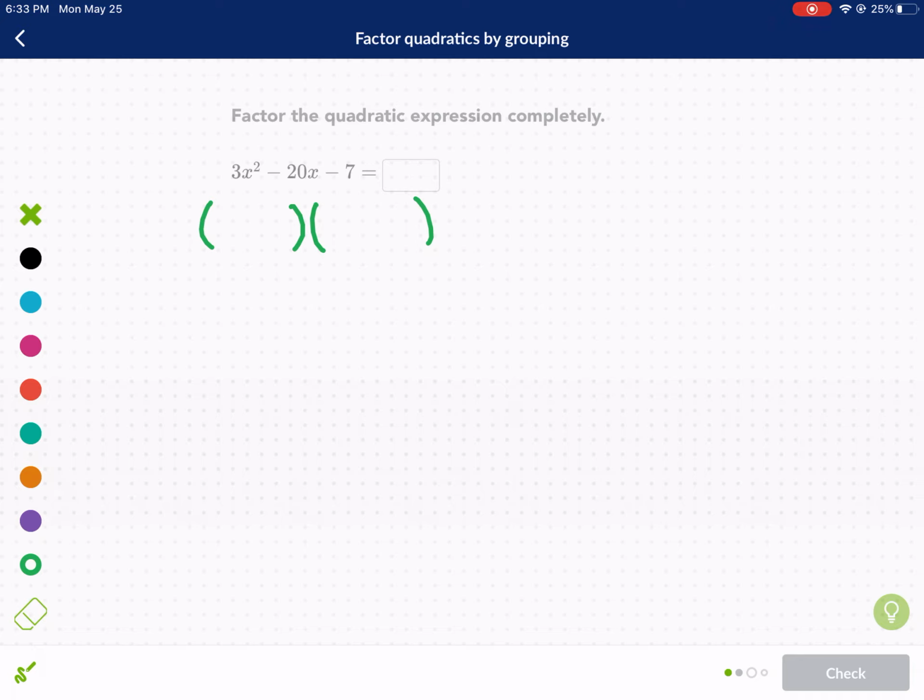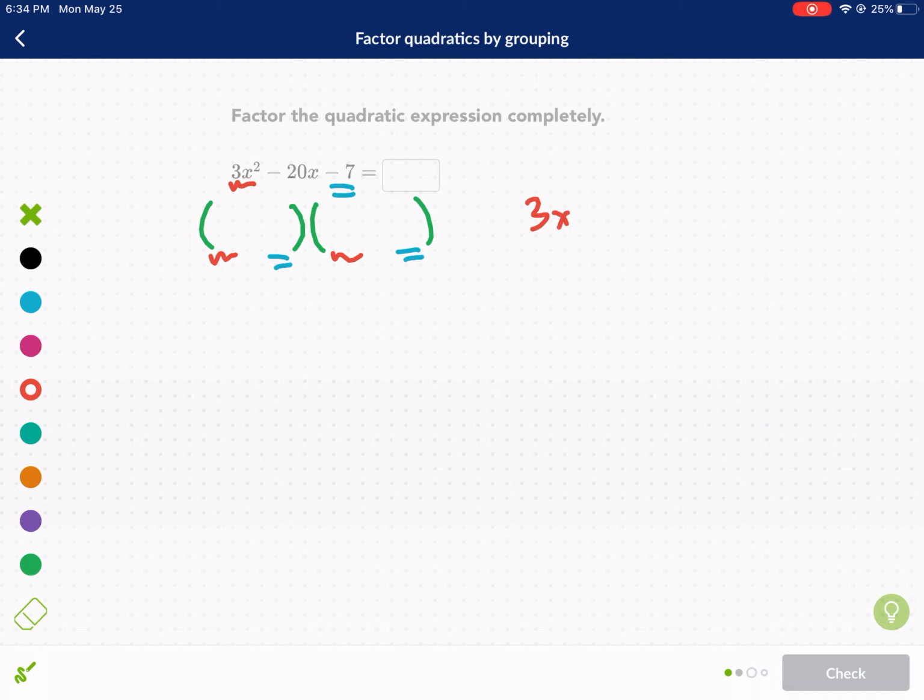Okay, and after we make our two parentheses, what we'd like to do here is think of our factors of 3x and our factors of -7. So I'm going to put second slot here, first slot here, and let's go ahead and get started.